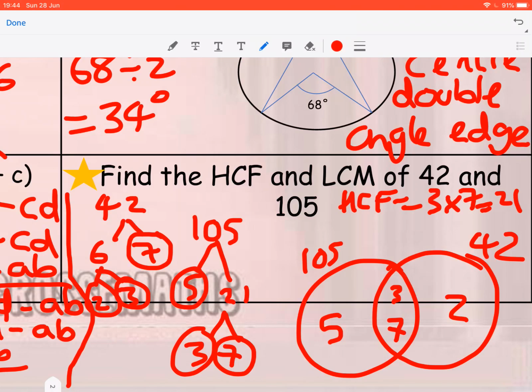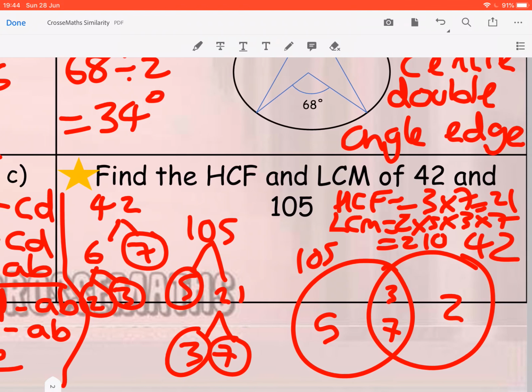Now the LCM is the lowest common multiple. What that means is the lowest number in the 105 and 42 times table where they cross. So the lowest common multiple is everything times together. So the lowest common multiple is 2 times 5 times 3 times 7, which should give you 210 for the LCM.